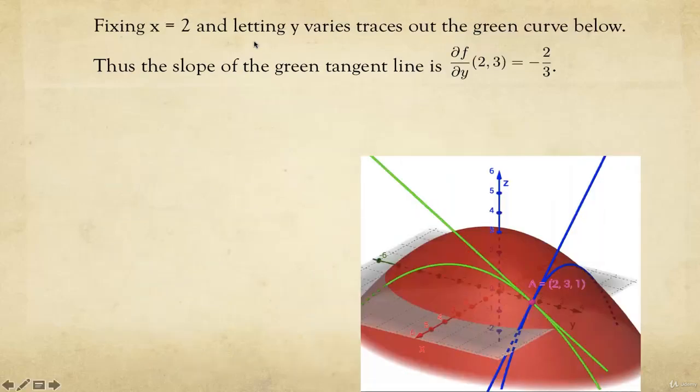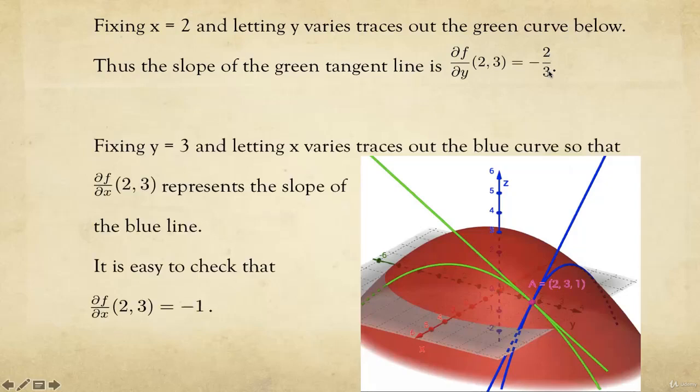So if x is fixed at 2 and y is allowed to change, then it traces out this green curve. So again, if the ant is moving on the green curve, that means it's going only in the direction of y, keeping x constant at 2. And that means that the slope of the tangent line of the green curve is, again, as we saw earlier, negative 2/3. On the other hand, if we're fixing y at 3 and changing x, then that means the ant is moving on the blue curve. And the slope of the tangent line at that point is given by the blue line.